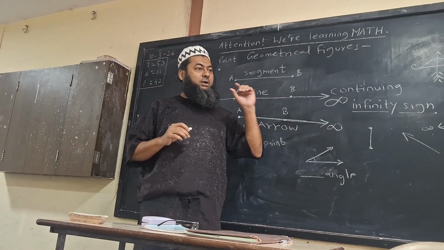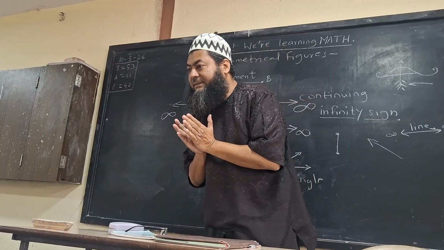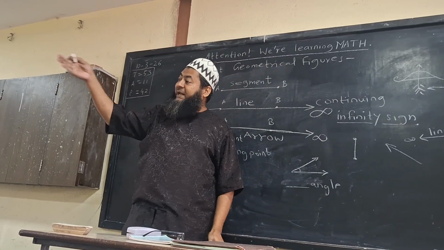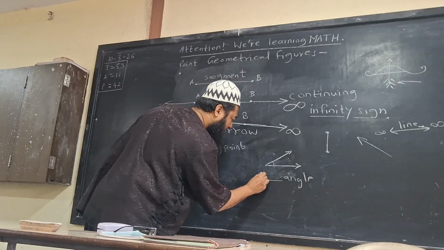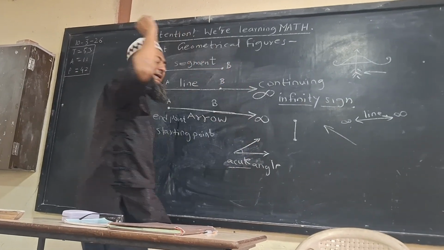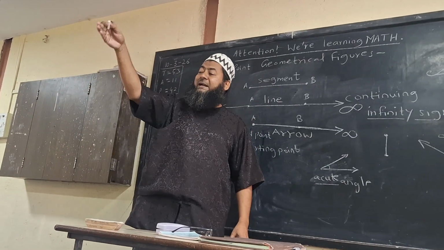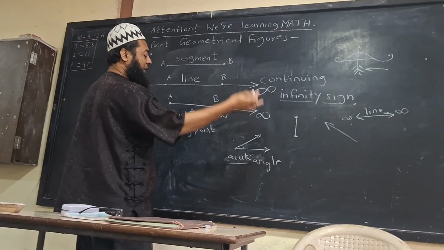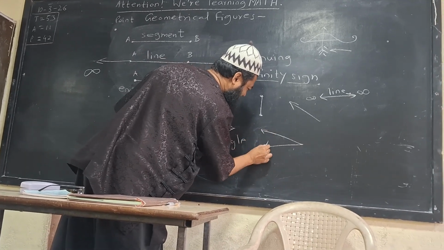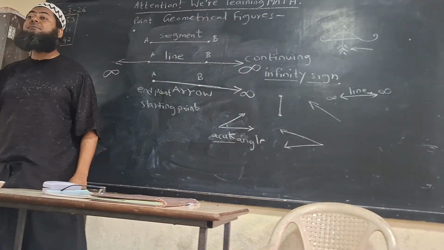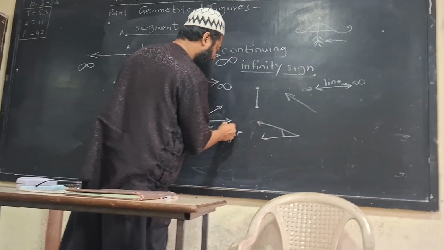From the point of view of degree, because we measure angles in degrees, this is an acute angle. Why is this an acute angle? It's less than 90, so it's an acute angle. What about this? Acute angle. Yes, this is the same, an acute angle.